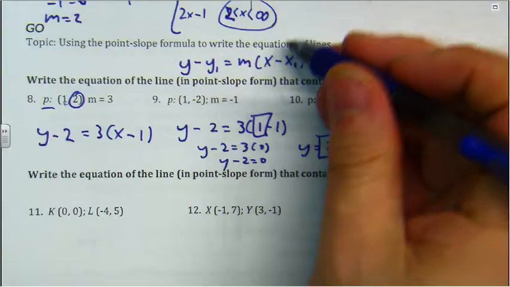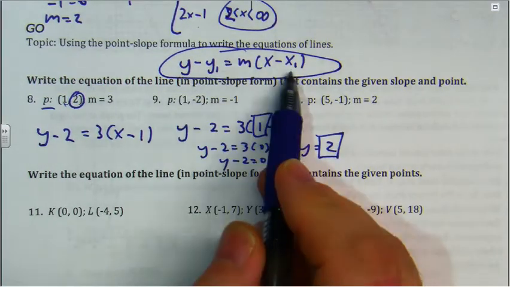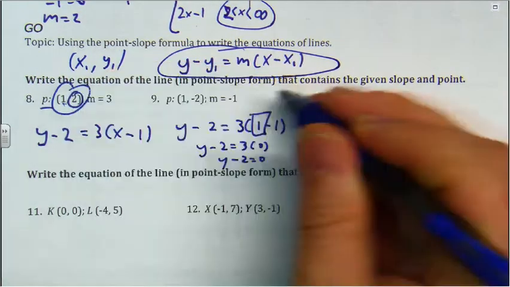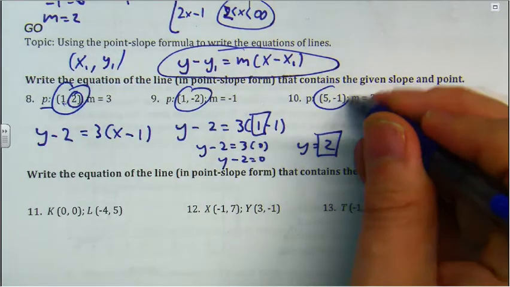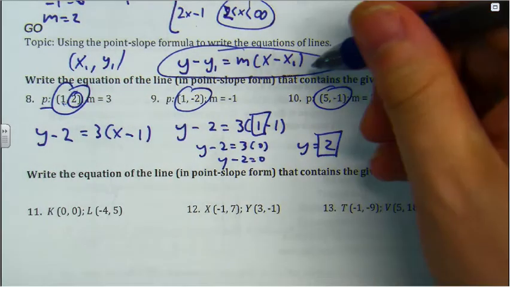But again, all this is just plugging things in the right place, right? The y1, x1, that just means any real point, okay? Any point that's actually on our graph. And then the m we just plug in.